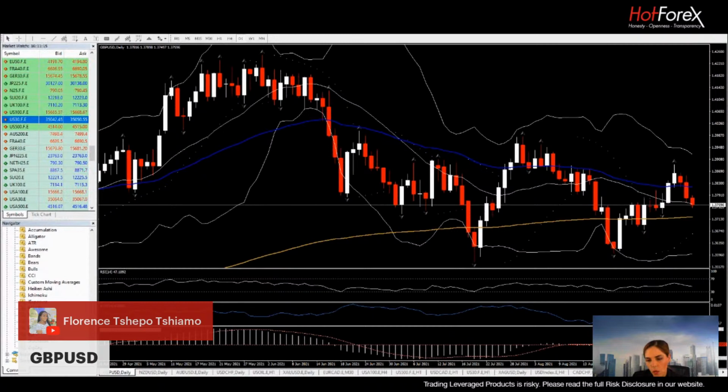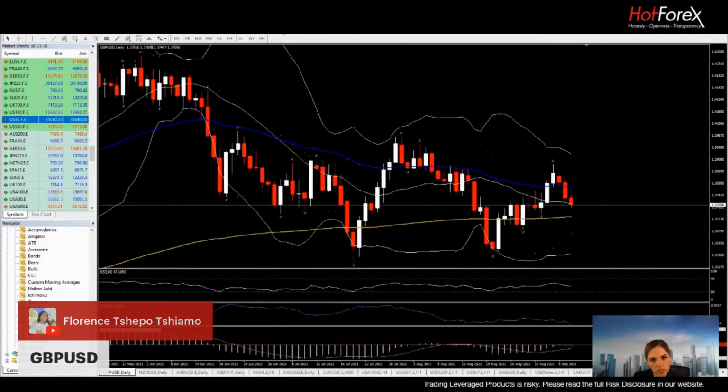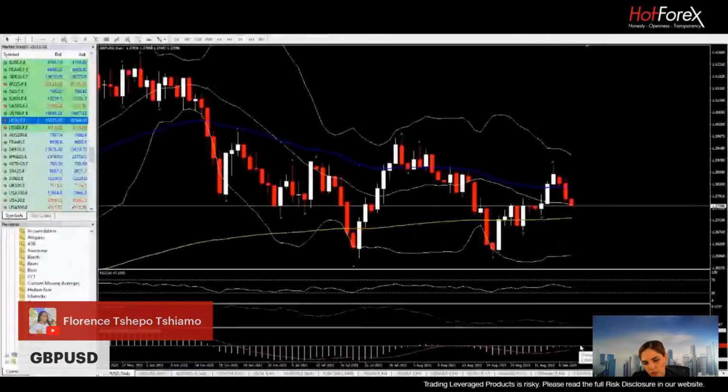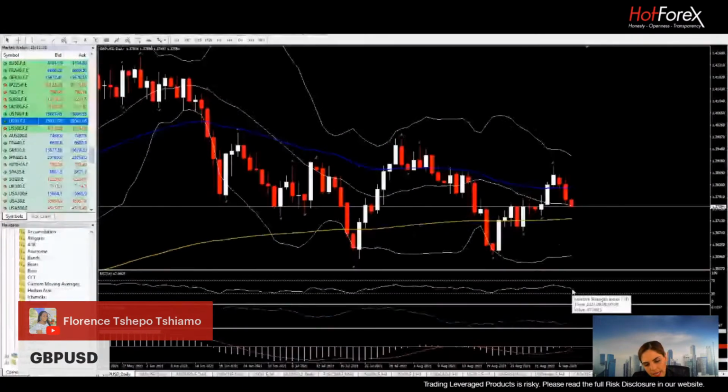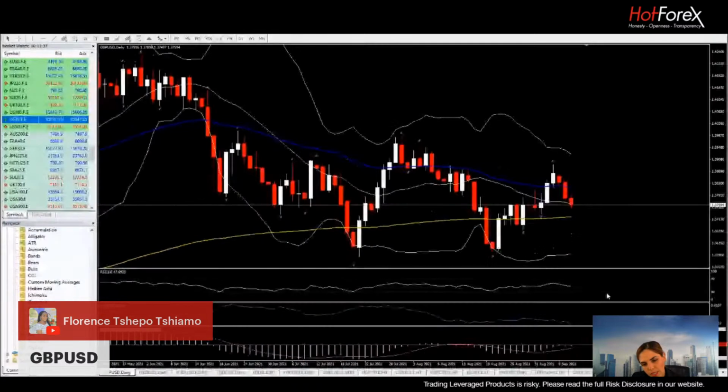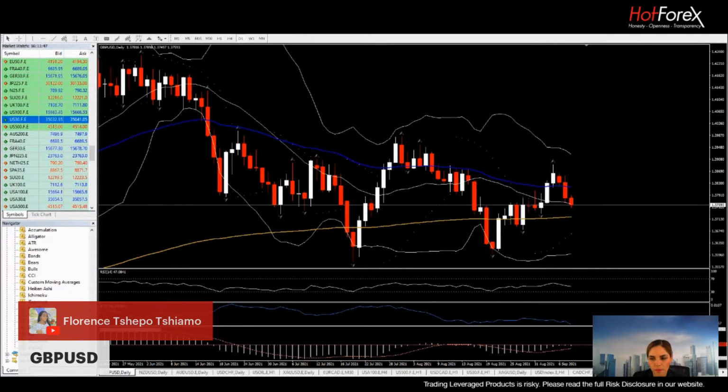Now, technically, we can see that the asset remains under pressure. MACD remains negative even though it has reached zero territory. RSI is close to 50 but is pointing downwards. So there is further steam to the downside for the pound.